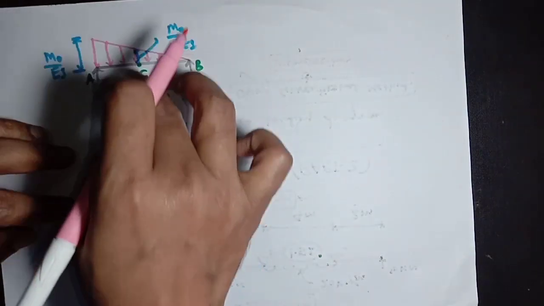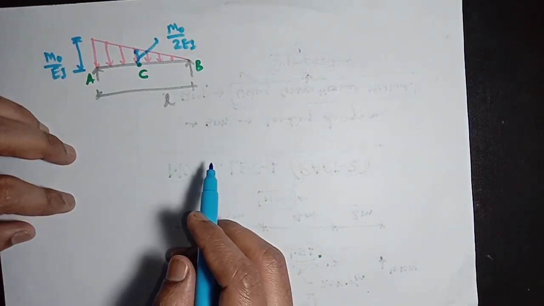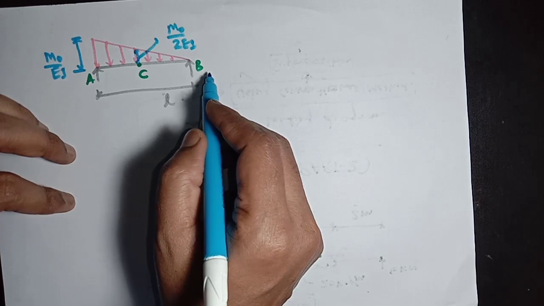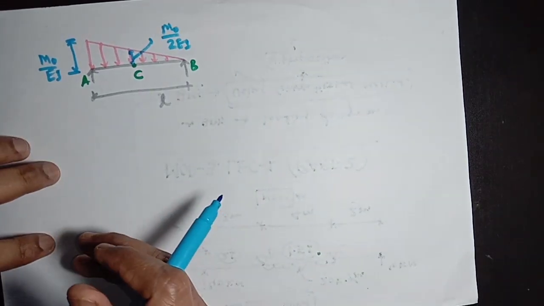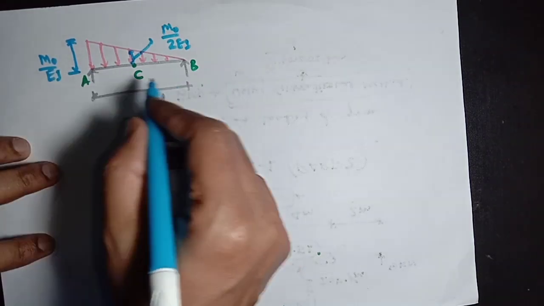So we are taking a free body diagram at the right of this section C, right of the point C. Now we need to find the reactions RA and RB here, so that we will be able to calculate the bending moment. So now we are going to find reactions RA and RB.